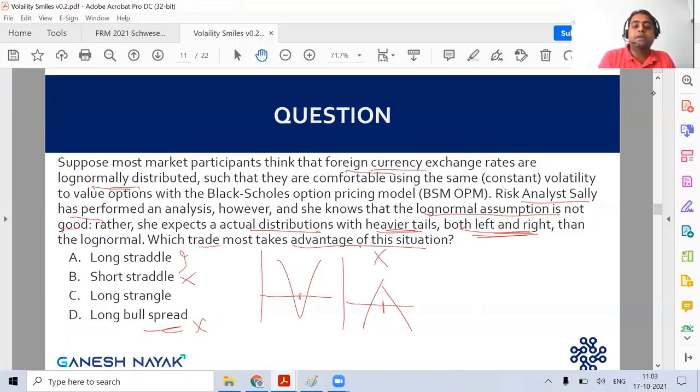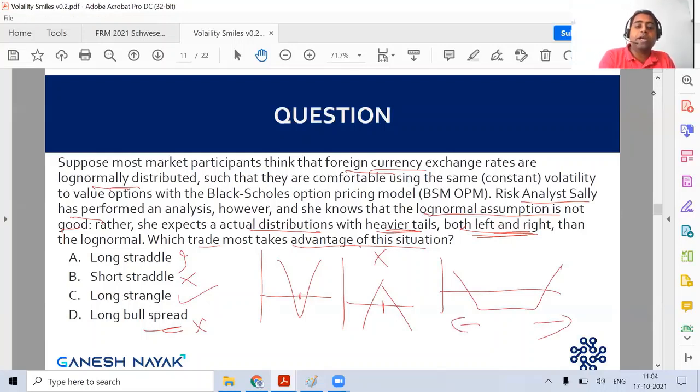The reason being, this is incorrect because when the prices are going to be higher, then I will make losses. Why should I take a short straddle? It doesn't make sense. A long straddle can be one option, but a long straddle only takes into account one strike price. As compared to this, if we have a long strangle, which looks like this, when it is very deep in the money or very deep out of the money, then I'll be in profit.